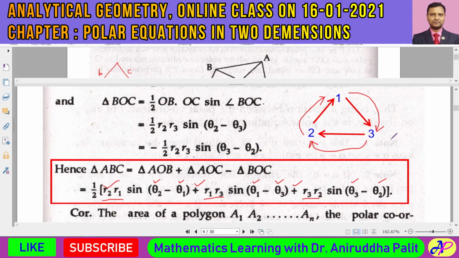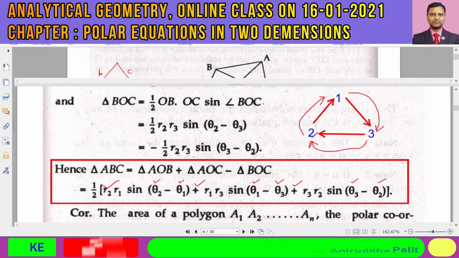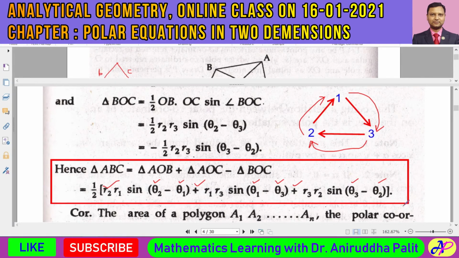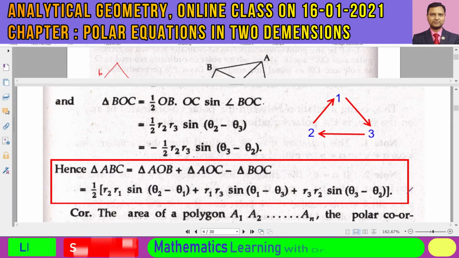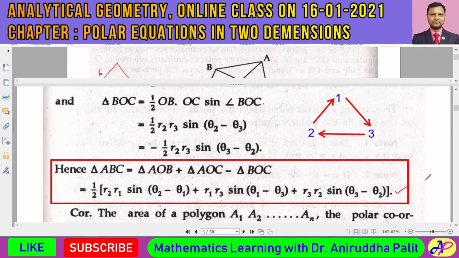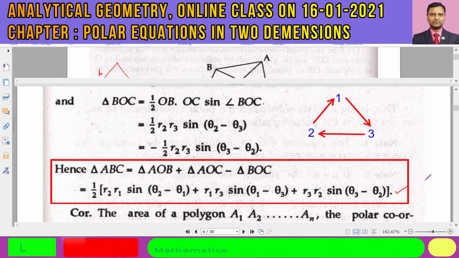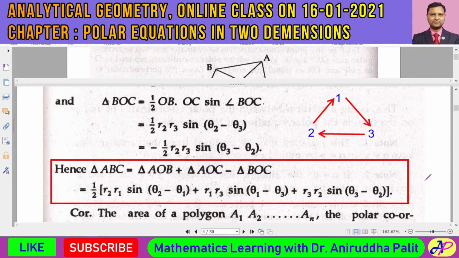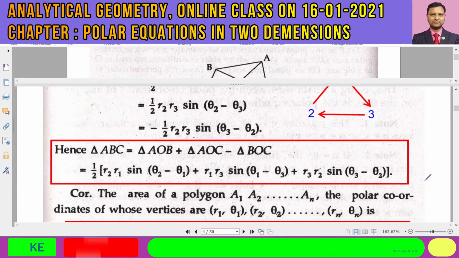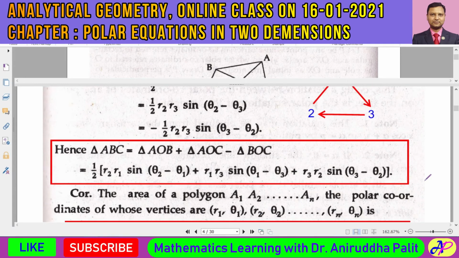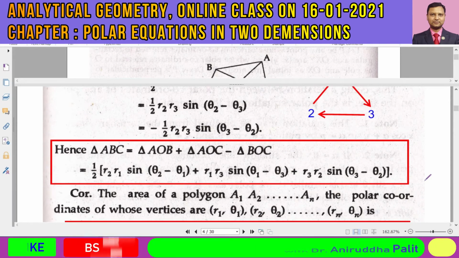But you just always follow this kind of cyclic order, then this formula becomes correct. Otherwise the positive and negative symbols would make you confused. So that's why I have written this formula in this fashion. Just this kind of arrow would help us to write this formula, and that is the formula for a triangle only. We can extend this formula to a quadrilateral or any polygon with n number of indices.